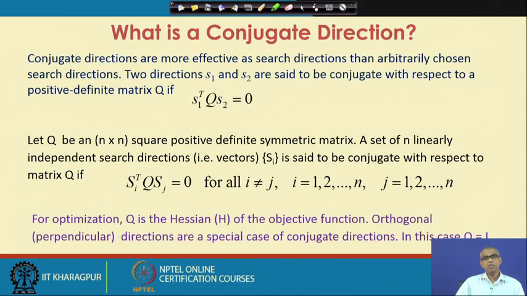So, all such directions S1, S2 up to Sn will be conjugate with respect to the positive definite matrix Q if Si transpose Q Sj equals 0 for all i equal to 1 to n, for all j equal to 1 to n and i not equal to j. For optimization, Q is the Hessian matrix of the objective function. Orthogonal directions are a special case of conjugate directions. In this case, Q is the identity matrix.